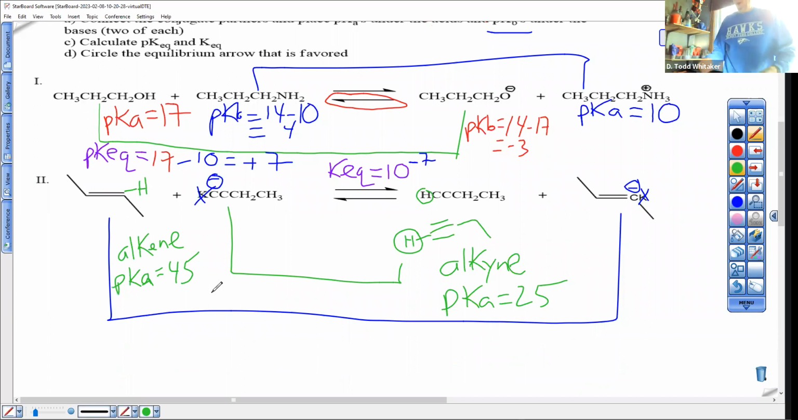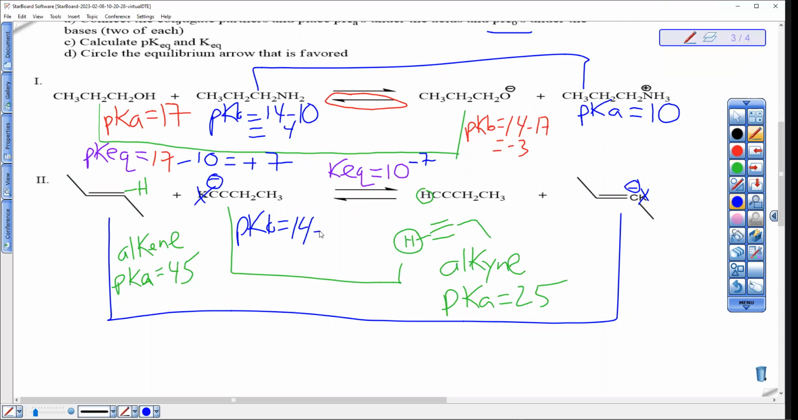Oh, I made them the same color. Misleading. Well, this is a good test. If I want to calculate pKb here, what numbers do I need every time? Well, I need 14 minus the pKa of something. Let's see who's been paying attention. Is it the 45 or is it the 25? 25. Did somebody say 25?